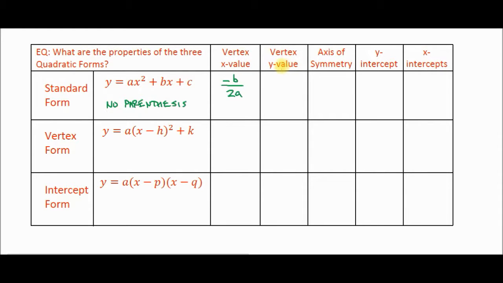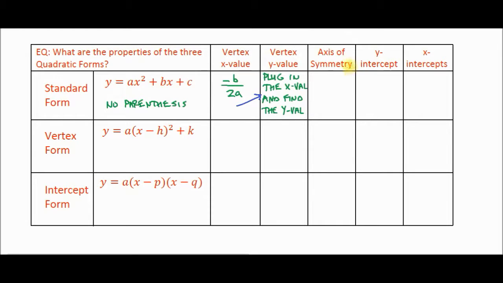The next part is the y value of the vertex. The way you would find that fairly quick is you would plug in the x value and find the y value. So if you want to find both coordinates of the vertex, you use negative b over 2a to find the x value of the vertex, then you take that result, and I'll put an arrow here, you plug it into your equation or your function, and you'll get the y value of the vertex. There's a very quick way on a standard form quadratic to find the vertex of the parabola.